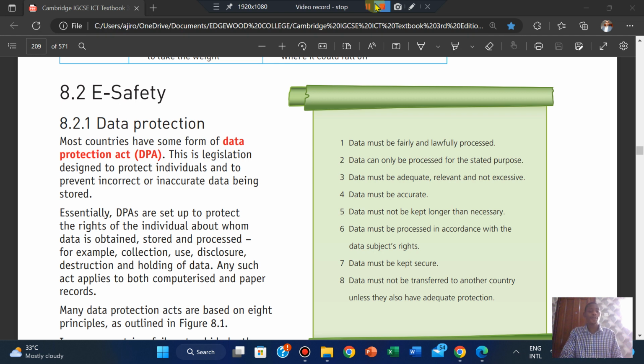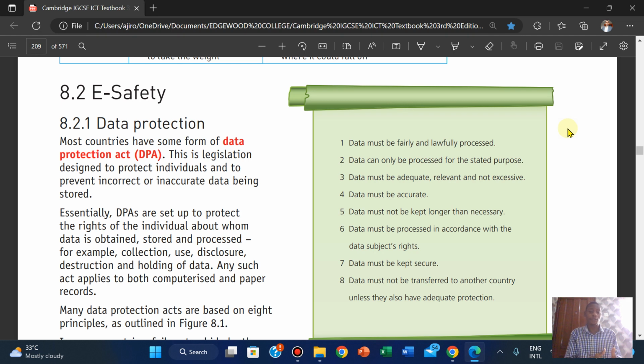In this video, we'll be looking at electronic safety, which is part 2 of safety and security. In part 1, we looked at physical safety, what we must do physically to ensure that while making use of the computer, we don't get any form of injuries or experience any fire hazard or electrocution as much as possible. And in this video, we'll be looking at electronic safety, and we'll start with data protection.